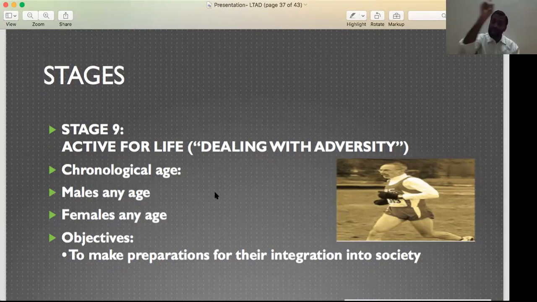That's why I said, if you start the fundamentals well, even if you don't play a sport for the next 15, 20 years, you can always be active for life at this stage also. So it could be any age, right? And the whole important factor is to make preparation for integration into society.